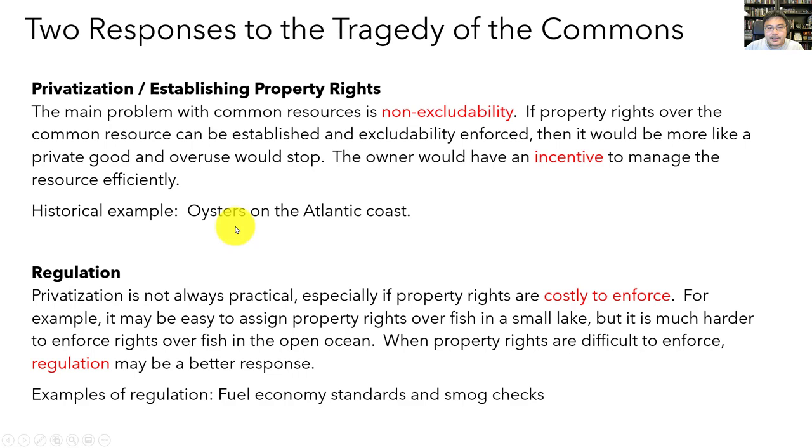And regulation can come in various forms, like restrictions on the quantity of fish that can be legally caught, or maybe in the pollution example, requirements to use certain types of pollution-reducing technologies in your factory. And in practice, in the United States, there's a complicated patchwork of different environmental and natural resource regulations administered by a variety of agencies like the EPA and the Fish and Wildlife Service. Just to give you a couple of examples, fuel economy standards for cars and smog checks, those are examples of regulations which are meant to protect the common resource of clean air.